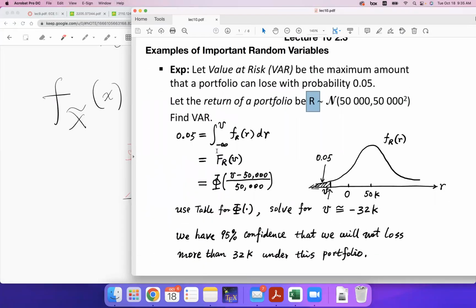By leveraging that equation, this CDF is equivalent to the CDF of a normalized Gaussian evaluated at V minus the mean, divided by sigma. Here the sigma squared is 50K squared, so sigma is 50K. Now this equation becomes a standard equation, where phi is the CDF of a normalized Gaussian. There is a table for the CDF function of the normalized Gaussian. You can check that table to see at which value we can achieve 5% probability, and with that value, you can solve for this V. If you check the table, in the end, you get that this V is about negative 32,000.